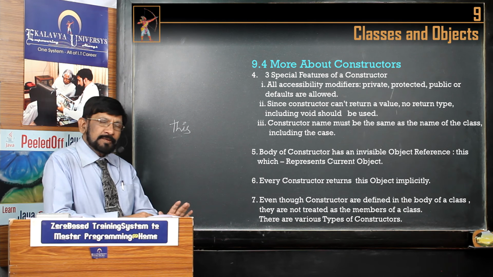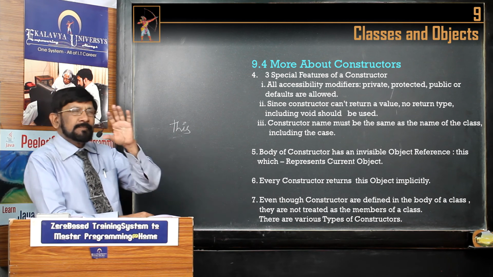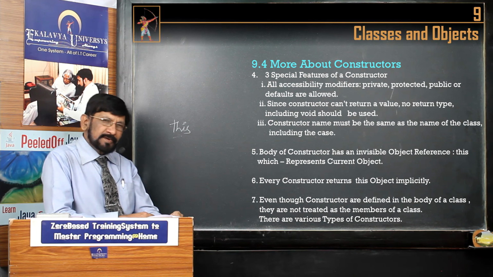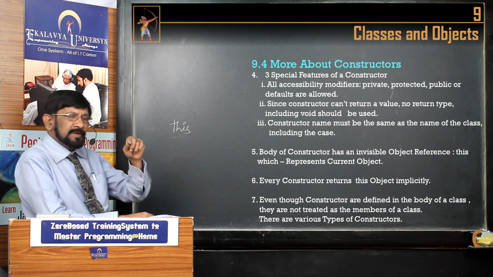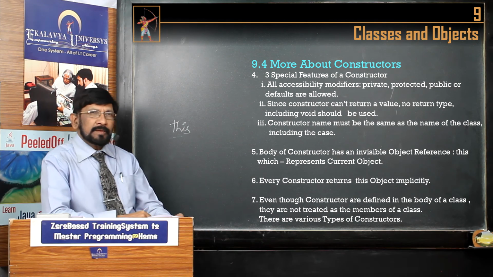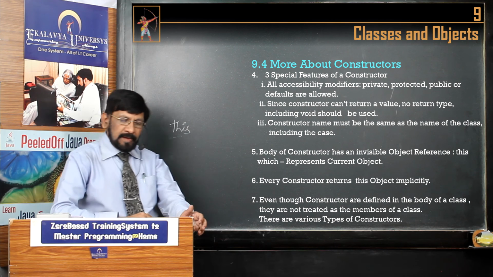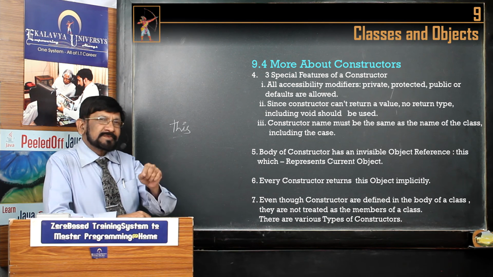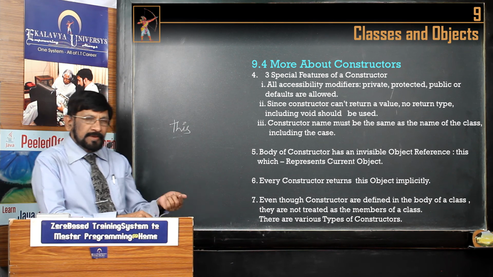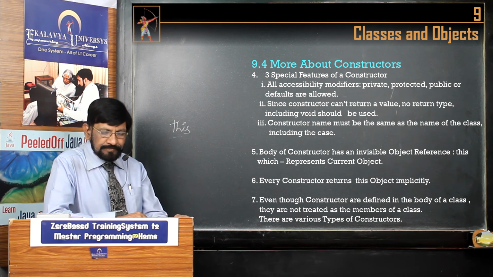That means whenever you define a constructor, within the body of the constructor an invisible object reference is present in the name of this. That refers to the current object. Current object means the object which is calling the constructor. That point you have to understand. Every constructor returns this reference implicitly, not visibly, implicitly. Every constructor returns this.